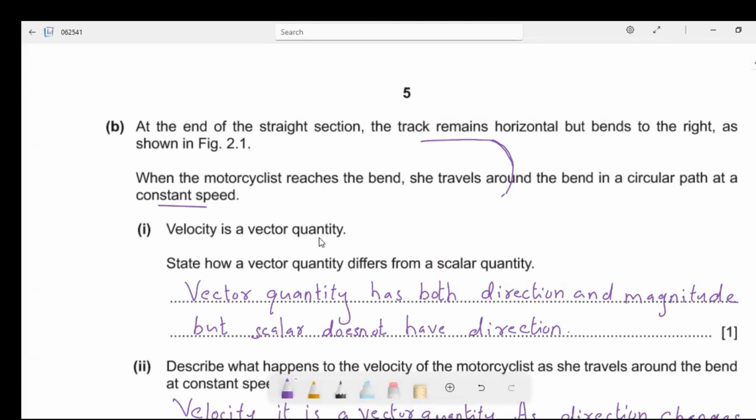So here velocity is a vector quantity. State how a vector differs from a scalar. So vector quantity is there, scalar quantity is there. In the case of a vector, it will be having both direction and magnitude. Direction and magnitude will be there in the case of a vector. A scalar does not have any direction. Direction will not be there for a scalar quantity.